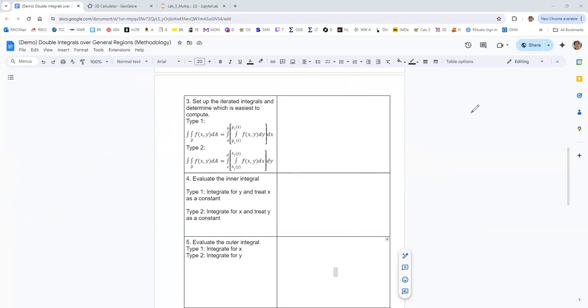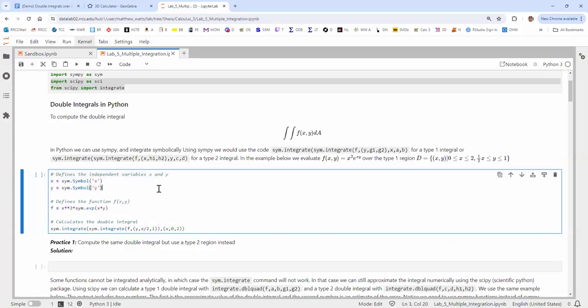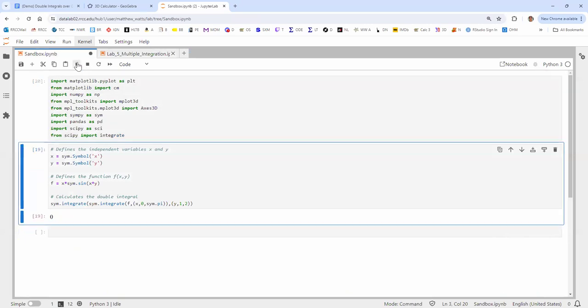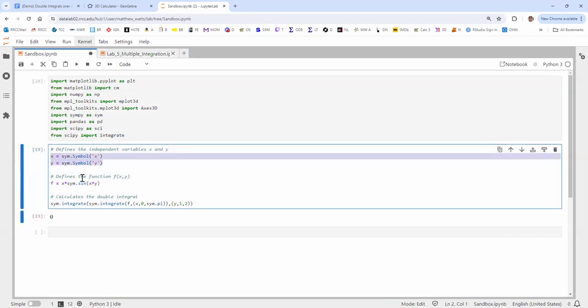So let's shift over to using Python. We use this exact same code here that uses SymPy. So we looked at this before. So import SymPy as SYM. We've got our two variables here. Define our function. X squared, and then this will be sym.exp for the base e exponential xy.